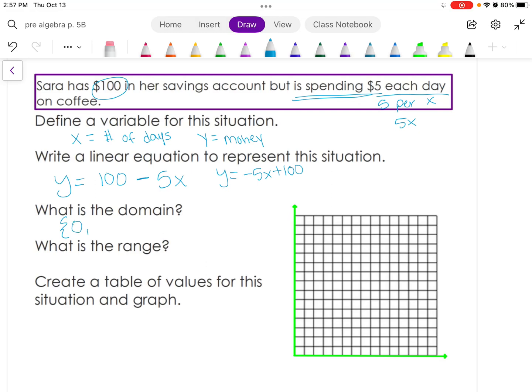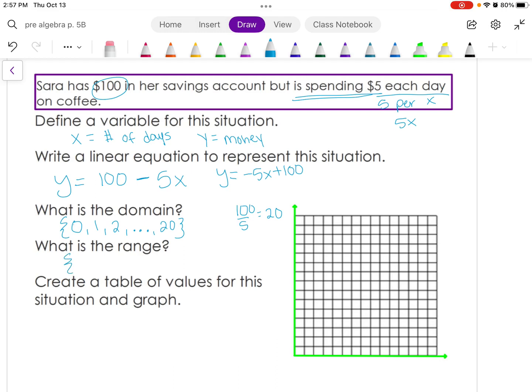So I could buy 0 coffees. I could buy 1 coffee. I could buy 2 coffees. And then do we have a limit? Well, I only have $100. So I can only buy coffee until I spend my $100. Well, let's see, 100 divided by 5 would be 20. So that tells me I can buy a maximum of 20 coffees.